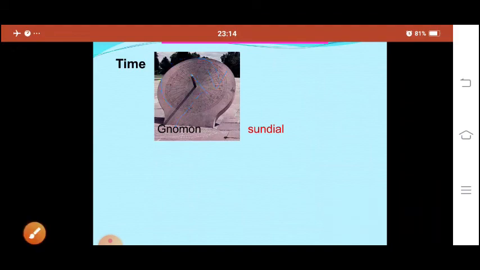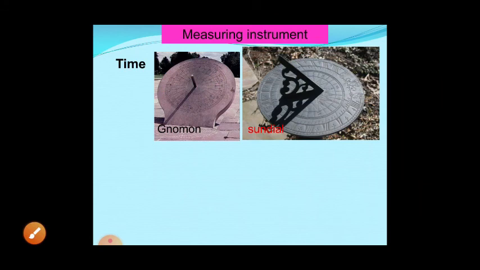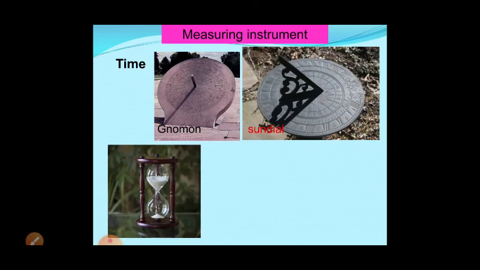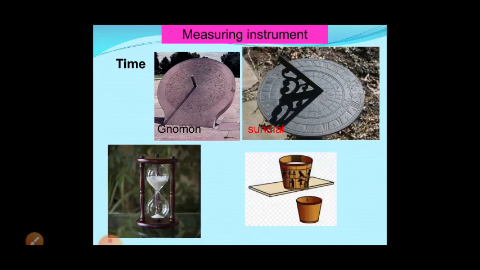Similarly, if you observe the sundial, it is a slightly improved version of the gnomon. In Roman culture or Egyptian culture they used to use it. If you observe the numbers, everywhere they used to write in Roman numerals. From there this instrument was created, and after that they used the sand clock, then the water clock.